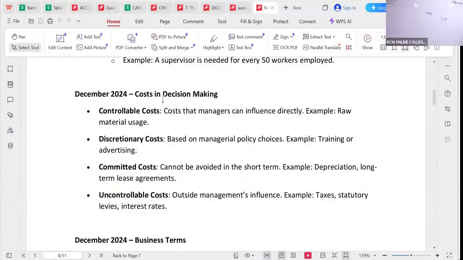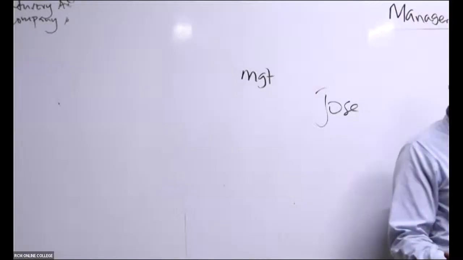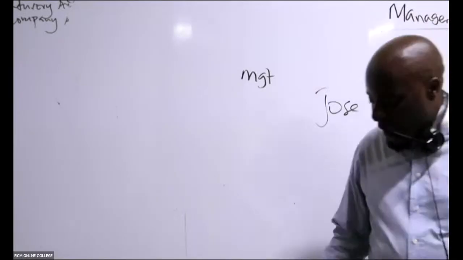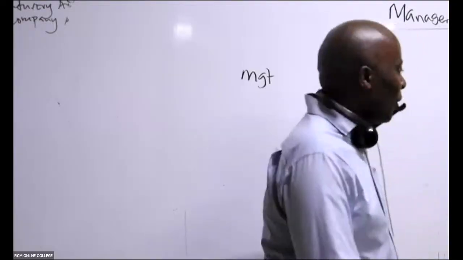Managers can say, this year we are using this quantity of materials. Discretionary costs are based on managerial policy choices. Example, training. So many students have always gotten this discretionary costs definition wrongly.